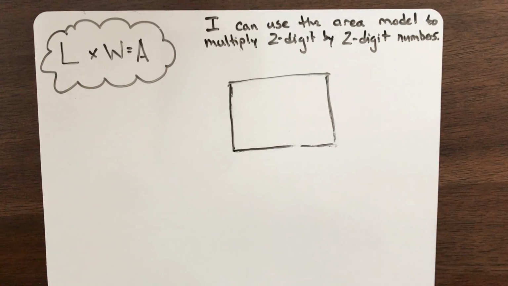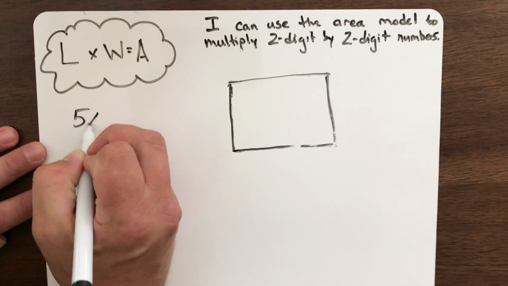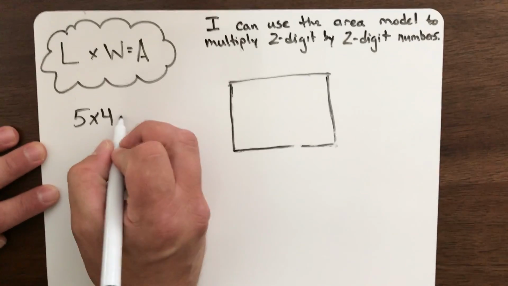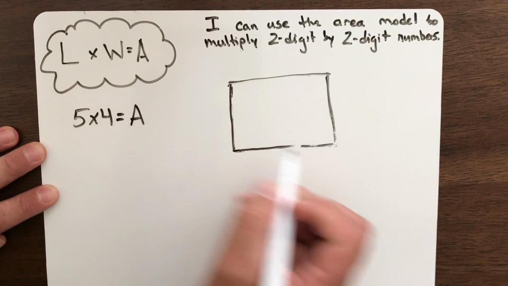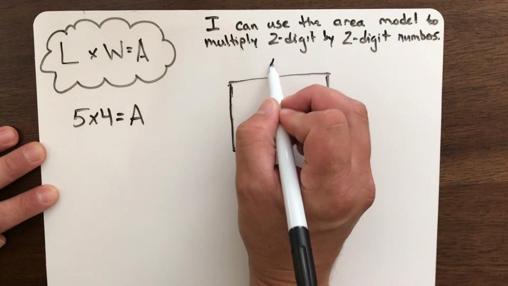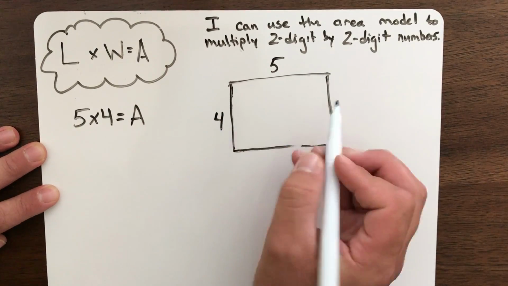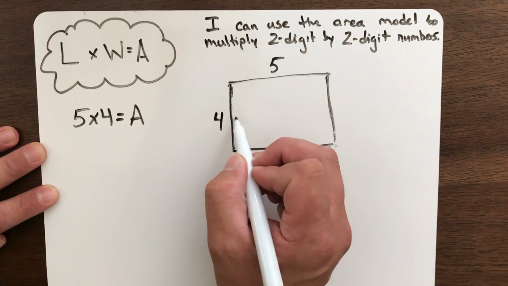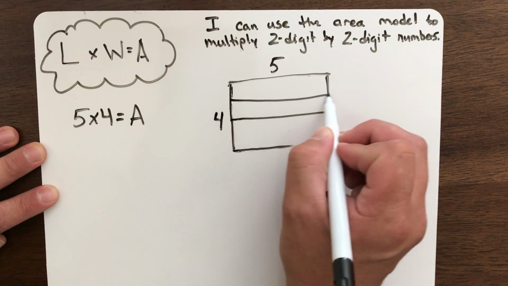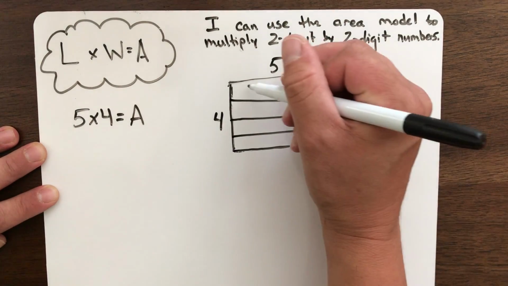Remembering back to length times width equals area, we can use that to help us with simple facts and bring it up to the area model for larger facts. If we take a simple fact like 5 times 4 and think of it as 5 times 4 equals area, we could take this rectangle and call this side 5 and this side 4, and we could divide this side into 4 rows of 5.